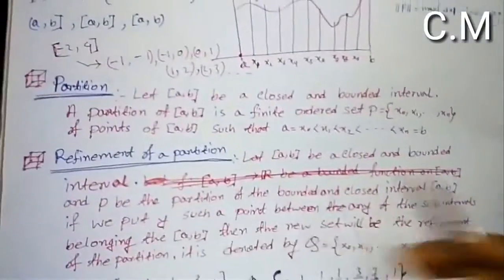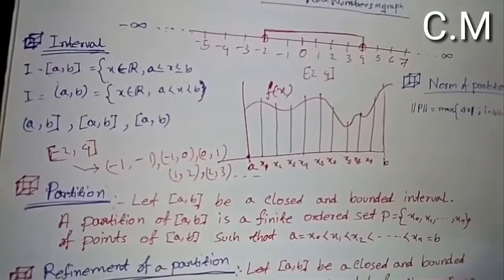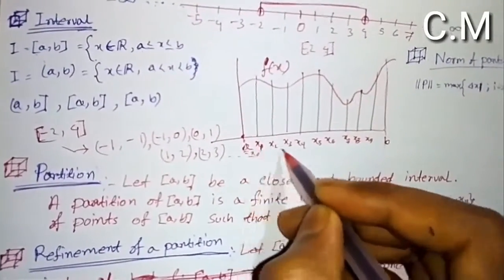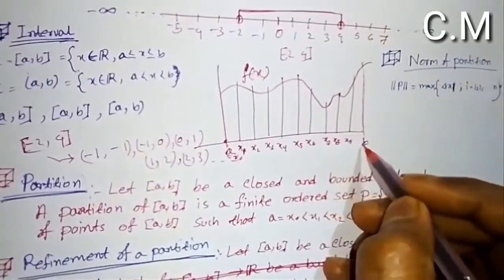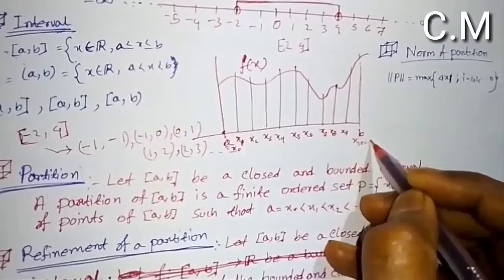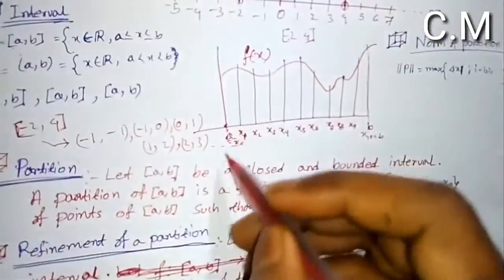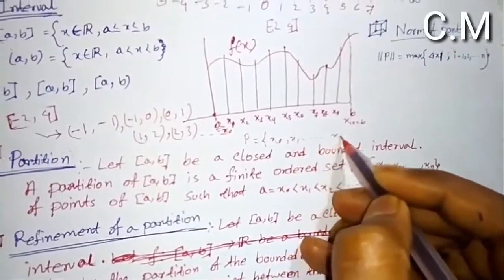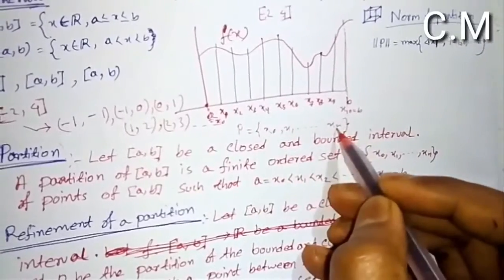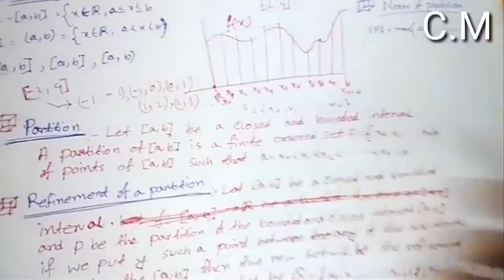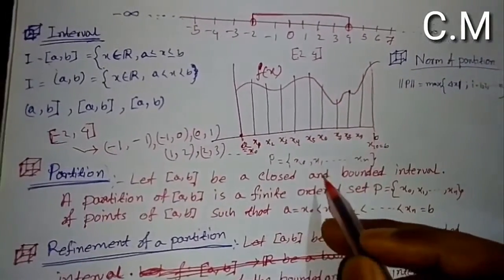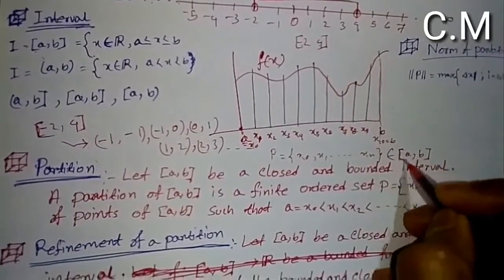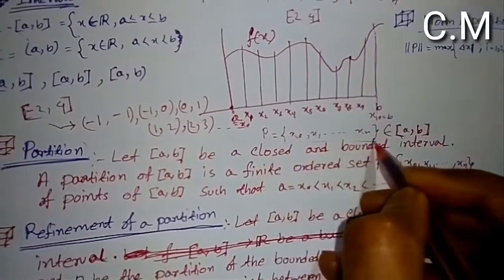What is a partition? A partition is a finite ordered set. Here you can see a equals x0 and thereafter x1, x2 up to x9 and x10, which equals b. So in this series, the partition P means x0, x1 up to xn. The whole series is a finite ordered set belonging to the closed interval a to b, and this is called the partition.